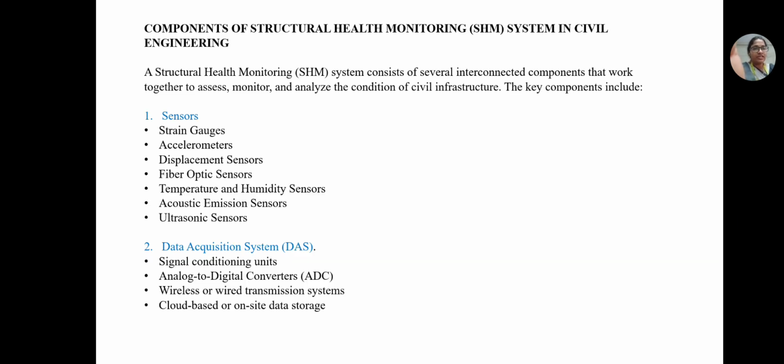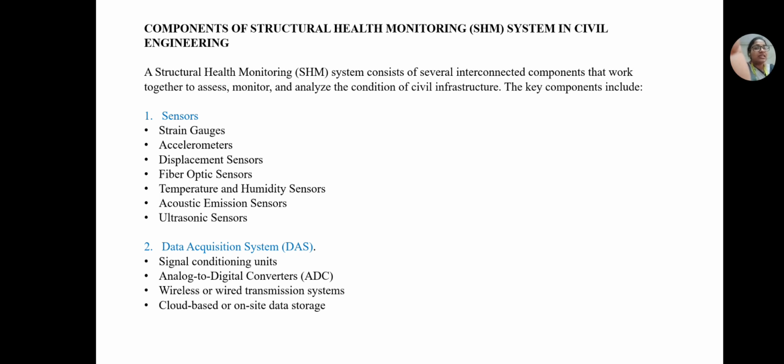Components of structural health monitoring. Structural health monitoring consists of several components that all work together to assess, monitor, and analyze the condition of civil infrastructure. The key components are sensors. Many sensors are installed in the structure to monitor its condition. A strain gauge is a sensor which is used to measure the strain and deformation of the structures.